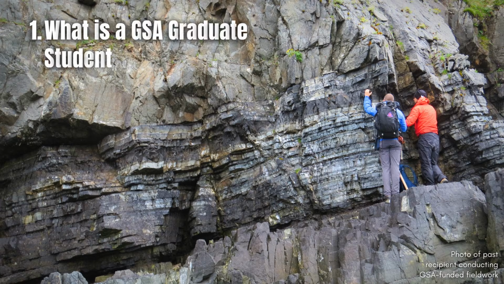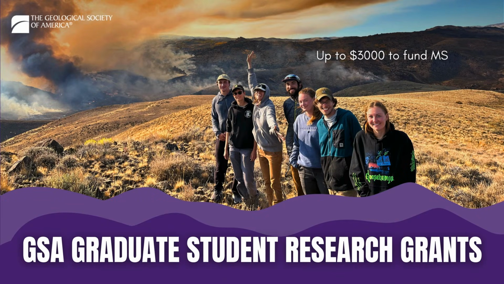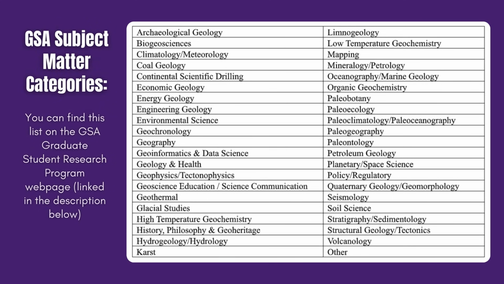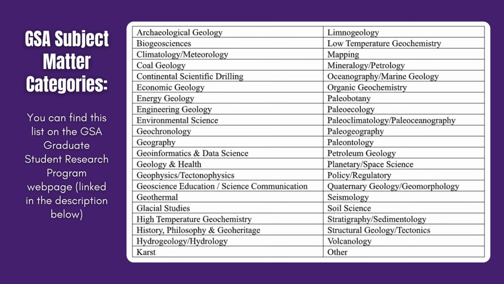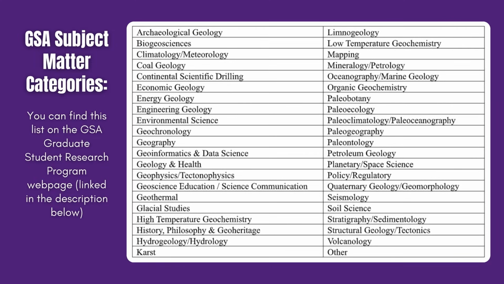So let's dive in. First, what is the GSA Graduate Student Research Grant? These awards provide up to $3,000 to support the expenses of your master's or PhD research in the geological sciences. And guys, this covers all sorts of earth and environmental sciences. So if you're like, well, I study paleoclimate, does that count? Or hydrogeology, does that count? Yes, most likely your research, as long as it's at all related to geo, does count.